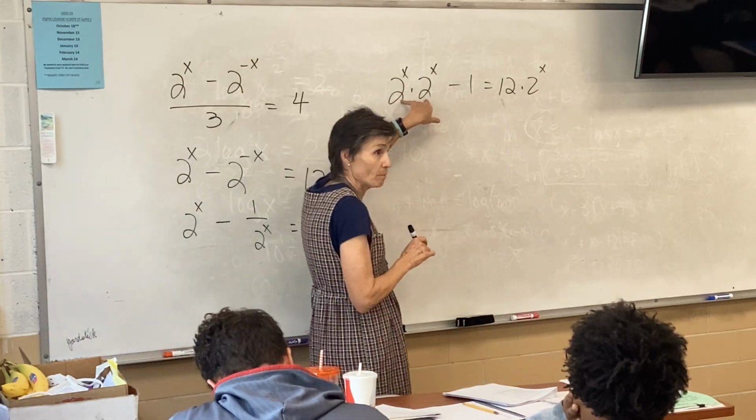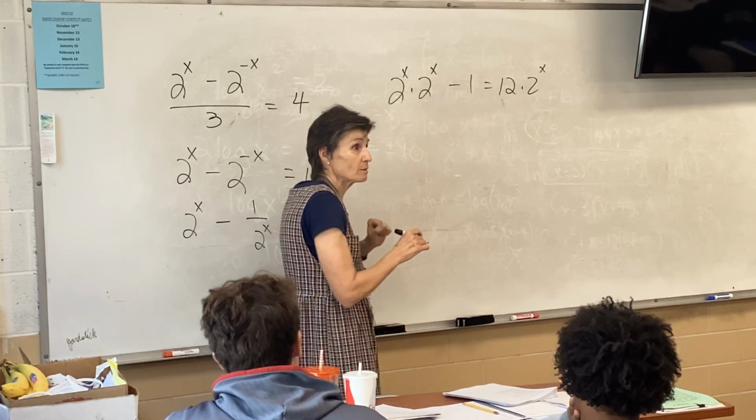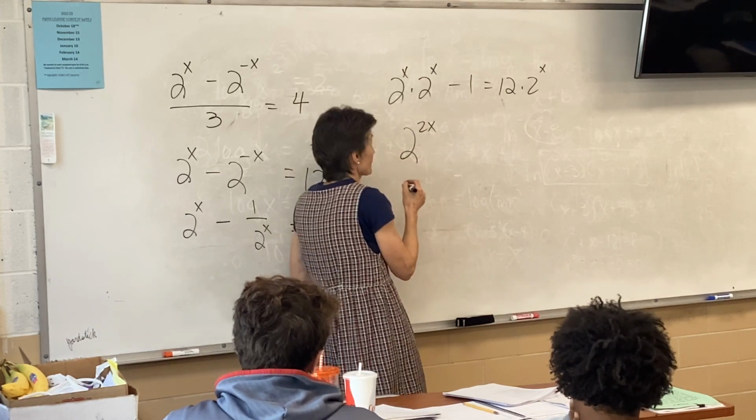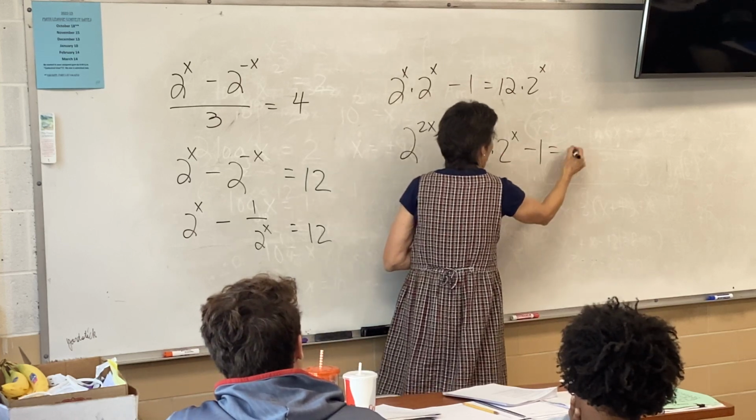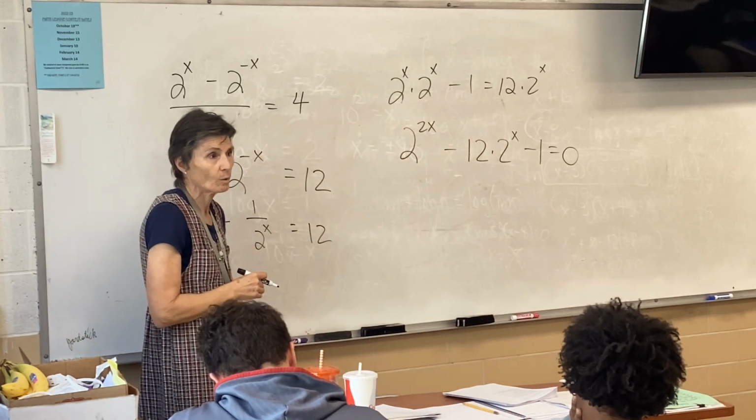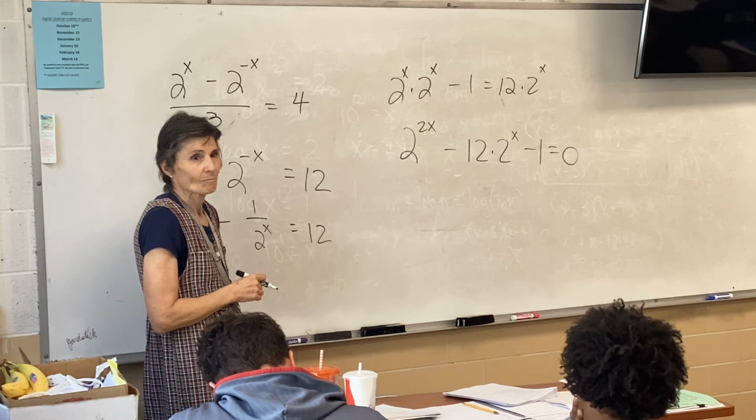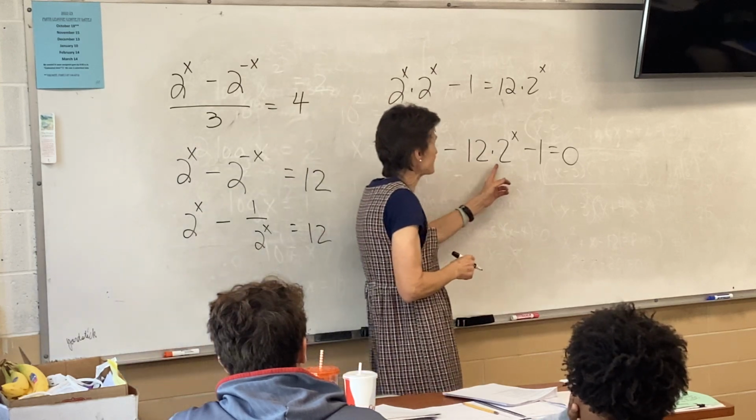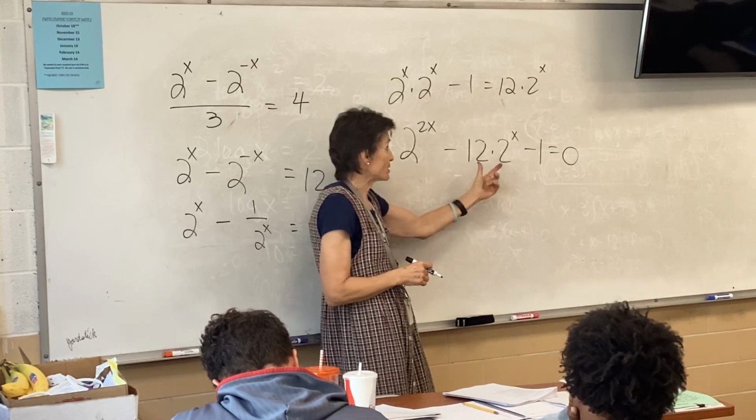Now, Emma, these are being multiplied. So now I can add those. So this is 2 to the 2x minus 12 times 2 to the x minus 1. I'm just going to go ahead and get 0 because that's what I normally do when I'm solving equations. Do not times out the 12 and 2x. You cannot multiply these together because that one has an exponent and this one doesn't. So these are going to stay separate.